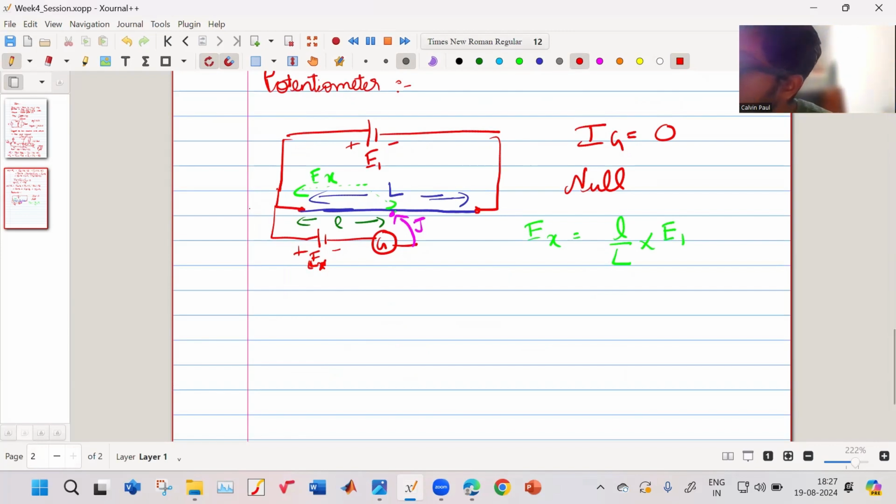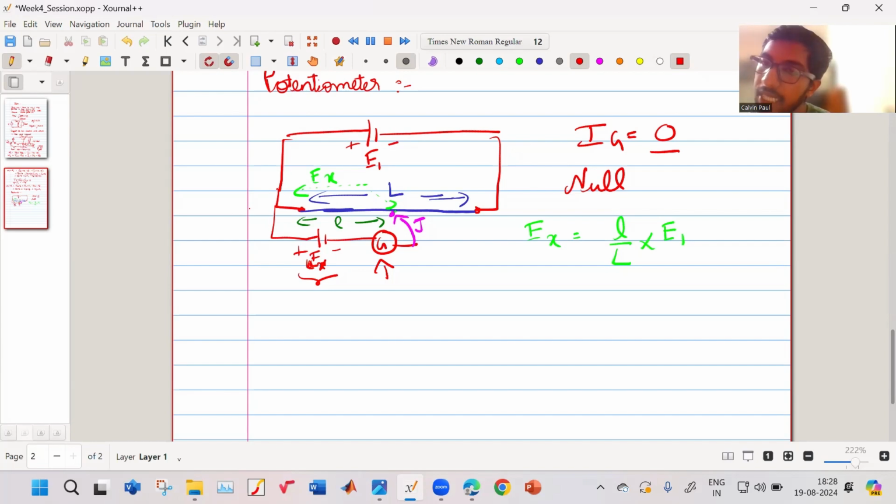That's how we can measure this voltage Ex through this method. We must keep an eye on the galvanometer. When we see that the current through the galvanometer is zero, it has reached a balanced condition. We note down the length small l, and we already know the length capital L and E1, so we can get Ex. This is the basic idea of the potentiometer.